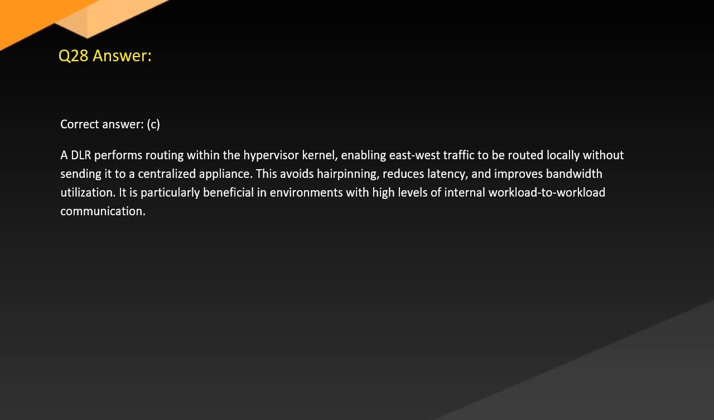Answer. Correct answer. B. It performs routing within the hypervisor kernel, enabling east-west traffic to be routed locally without sending it to a centralized appliance. This avoids hairpinning, reduces latency, and improves bandwidth utilization. It is particularly beneficial in environments with high levels of internal workload-to-workload communication.